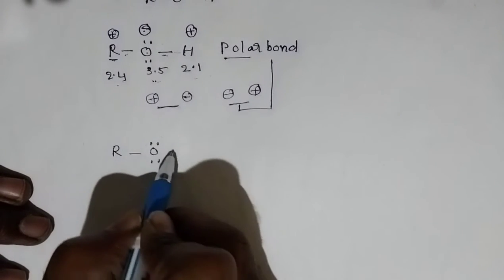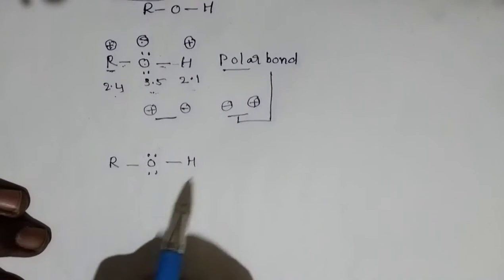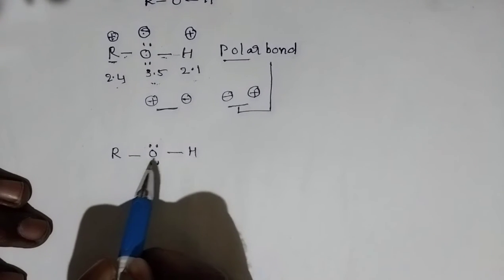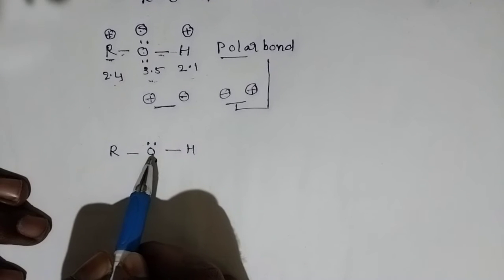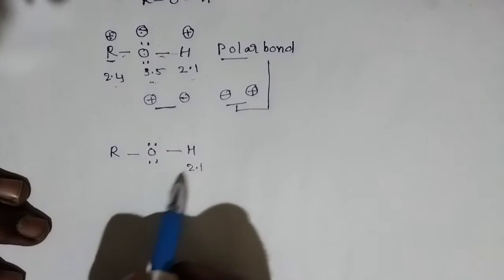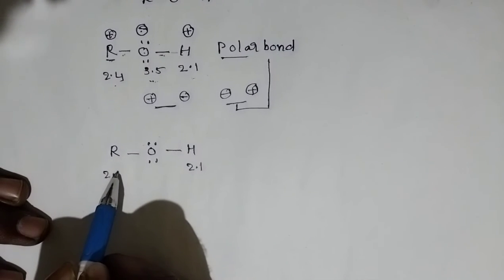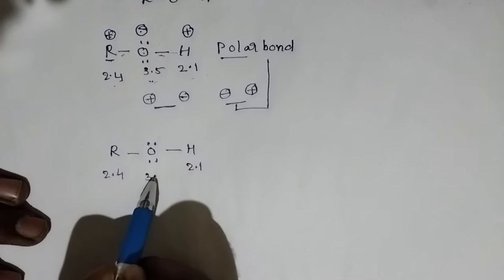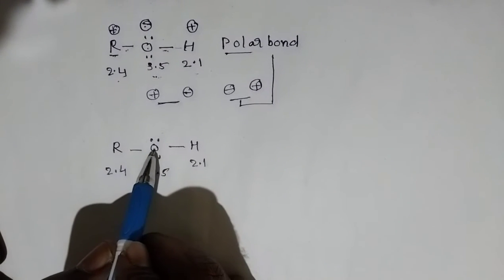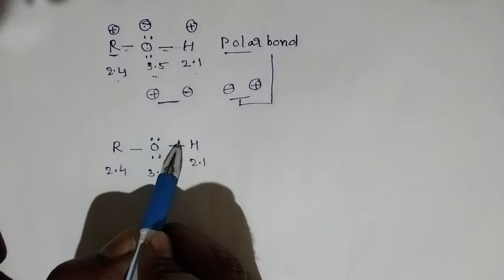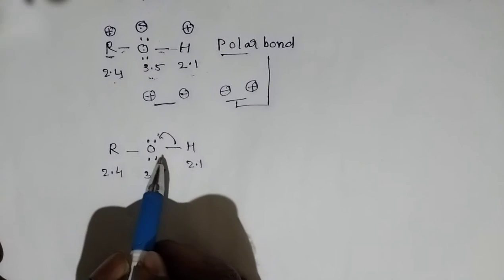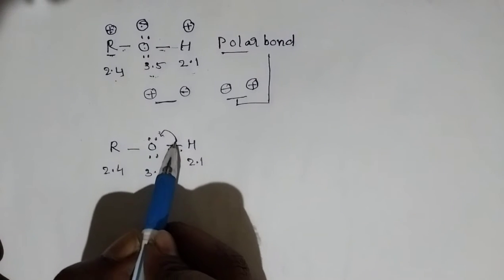Second point, ROH. Alcohol carries an oxygen atom, and this oxygen atom has more electronegativity. Hydrogen has less electronegativity, whereas carbon also has less electronegativity than the oxygen atom. Now this oxygen atom can easily attract the electrons from the hydrogen bond, the bonded electrons. These electrons can be easily attracted.